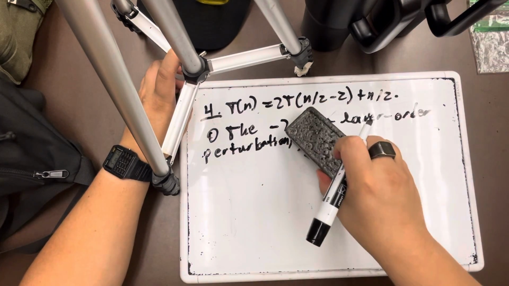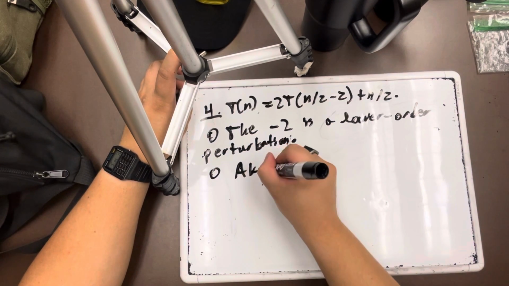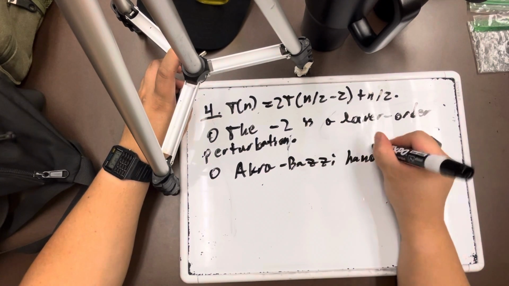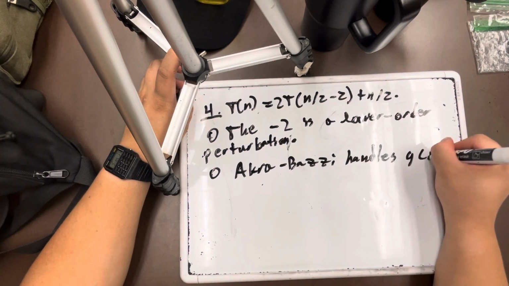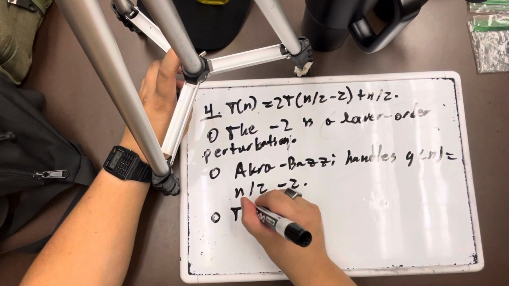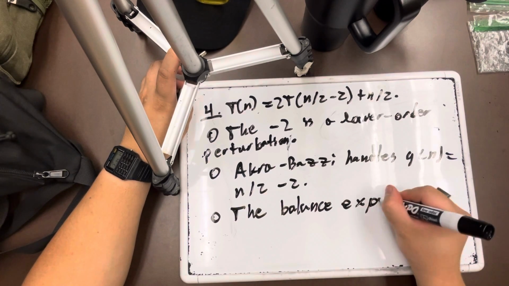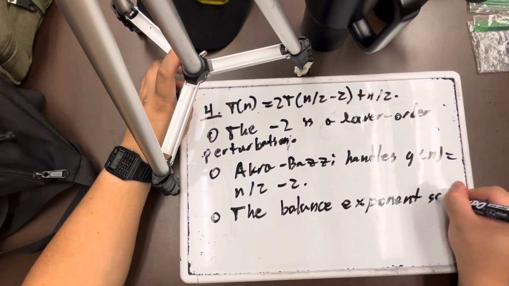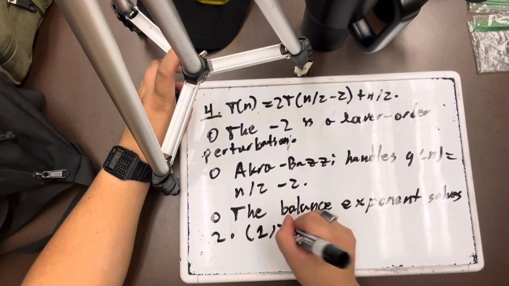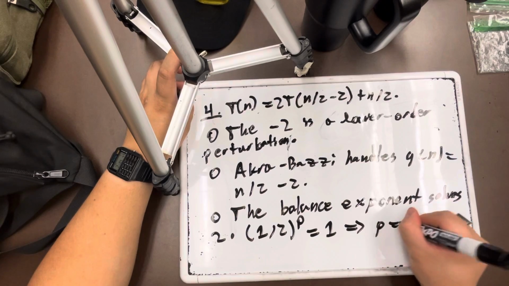And what can we say about that insofar as Akra-Bazzi is concerned? Well, we know Akra-Bazzi handles g of n equal to n over 2 minus 2, and the balance exponent p solves 2 times (1/2) to the power of p equals 1, which implies that p is equal to 1.